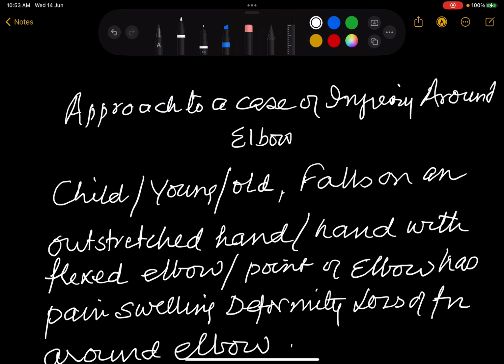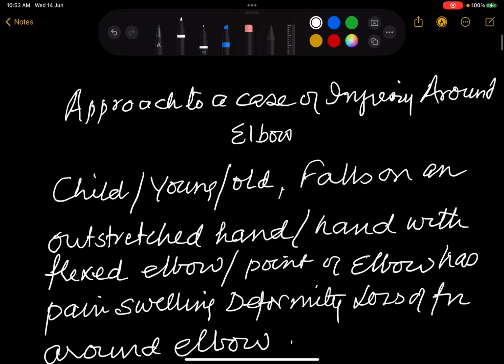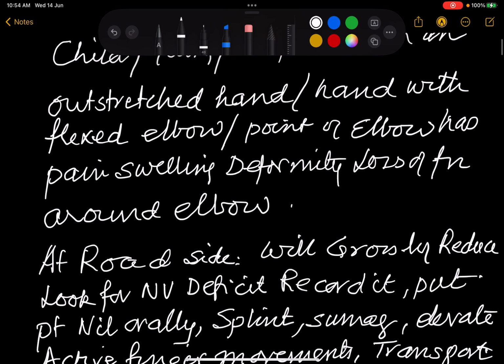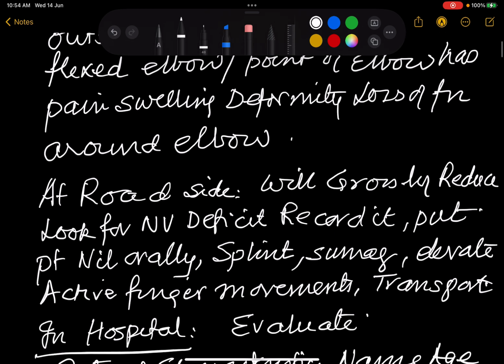Today we learn to approach a case of injury around the elbow. So here is a child or a young person or an old person who falls on an outstretched hand or hand with flexed elbow, a point of elbow, and has pain, swelling, deformity, and loss of function around the elbow.